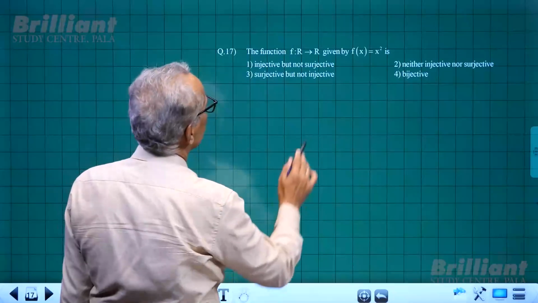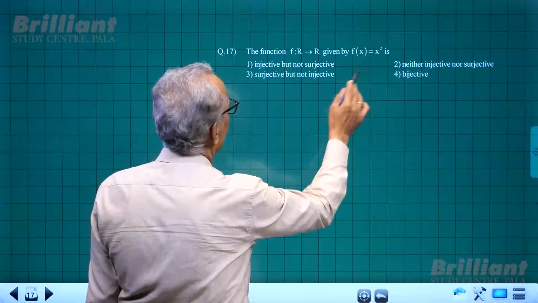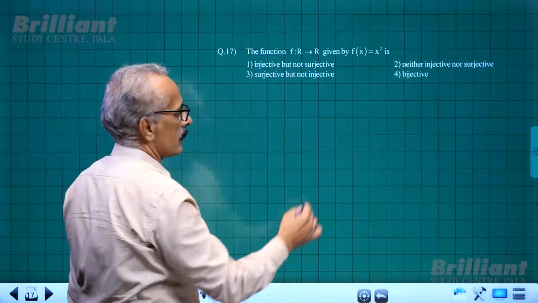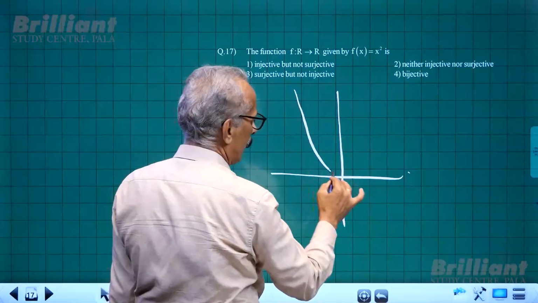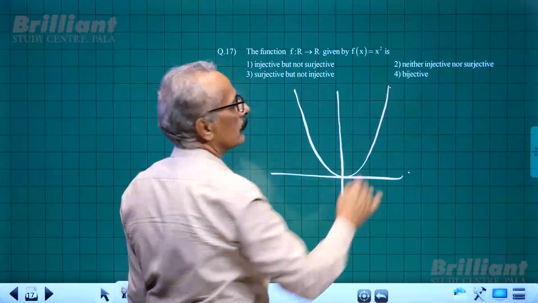Now the function f(x) is equal to x square. Is it injective, surjective? You know the graph of f(x) equal to x square. It's a parabola opening upwards.